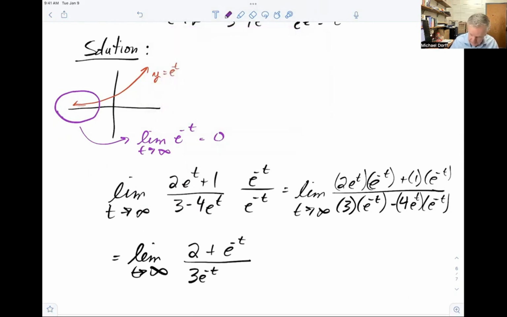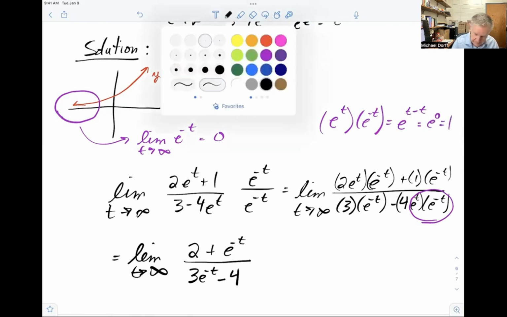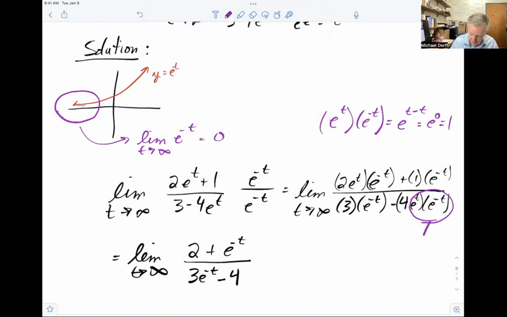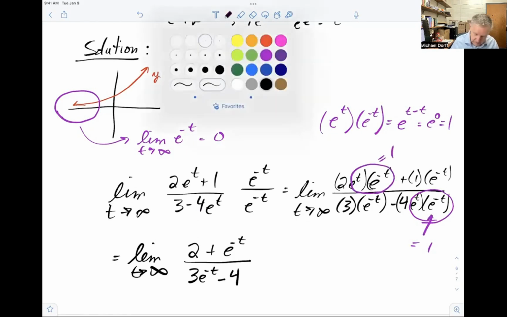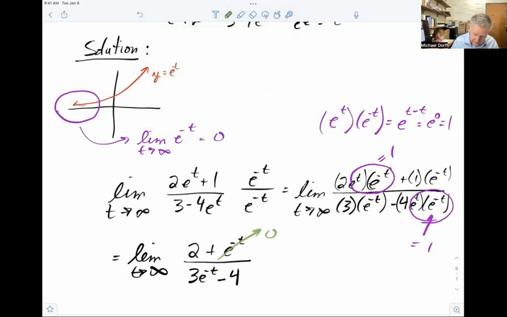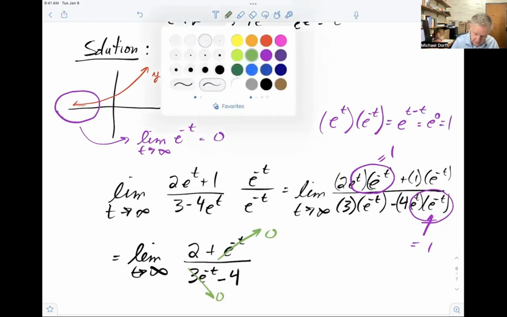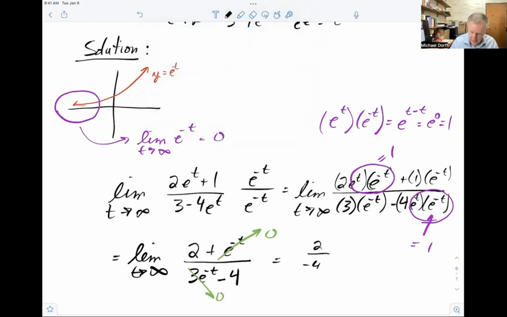And again, what is e to the t times e to the negative t? When you're multiplying things with the same base, you add the exponents together. So that's t minus t, equals e to the 0, which is 1. So here I'm going to get minus 4 because this part is equal to 1, and this is equal to 1. Now from what I mentioned earlier, this goes to 0, this is going to go to 0, and so you end up with 2 over negative 4, or negative 1/2.